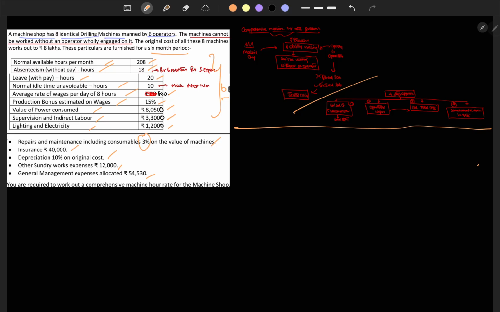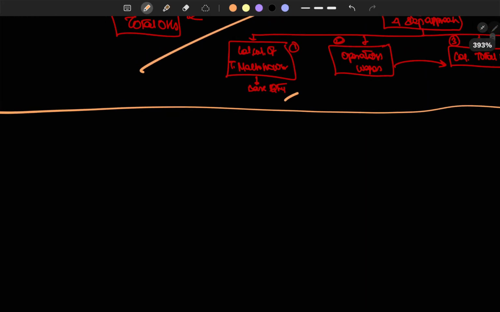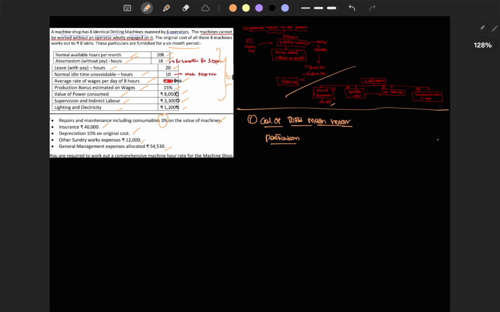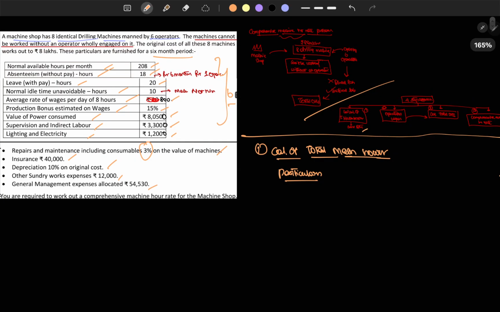Yes. The first step, what they have given, which is calculation of total machine hours. Right, particulars. They actually given this normal available hours and absenteeism, leave with pay. So they have clubbed actually, some things were given for entire 6 months, and some things have been given for only 1 month. So just we segregate 1 month and 6 month into the columns.